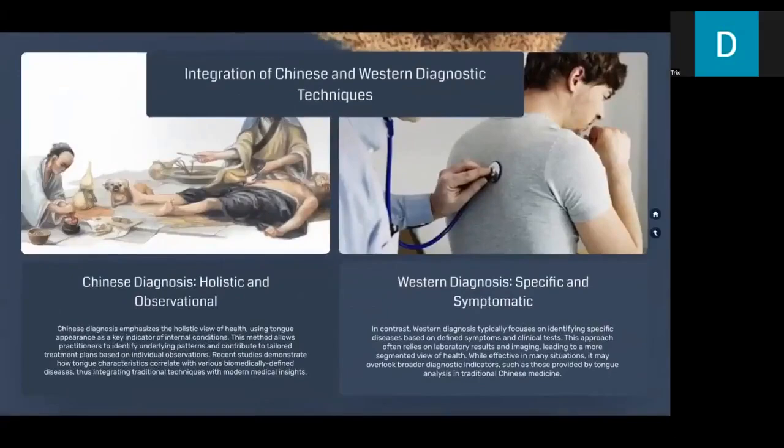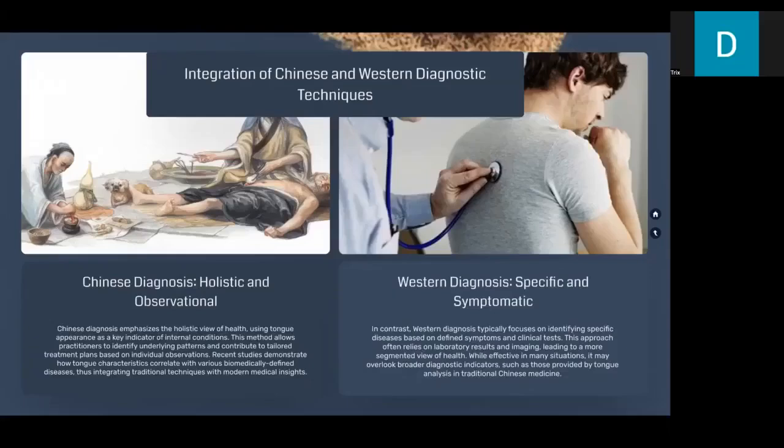Integration of Chinese and Western diagnostic techniques. Chinese diagnosis emphasizes the holistic view of health, using tongue appearance as a key indicator of internal conditions. This method allows practitioners to identify underlying patterns and contribute to tailored treatment plans based on individual observations. Recent studies demonstrate how tongue characteristics correlate with various biomedically defined diseases, thus integrating traditional techniques with modern medical insights.